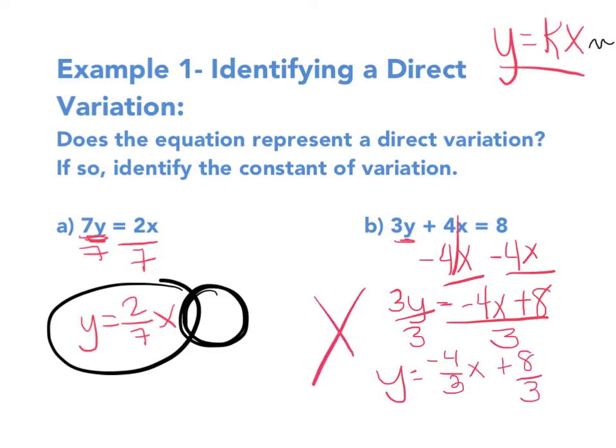But it is not a direct variation because of this piece right here. Since we have the plus 8 over 3, it is not a direct variation.